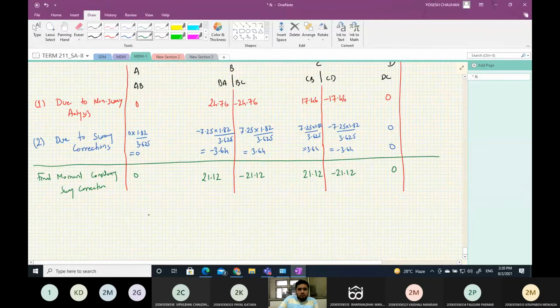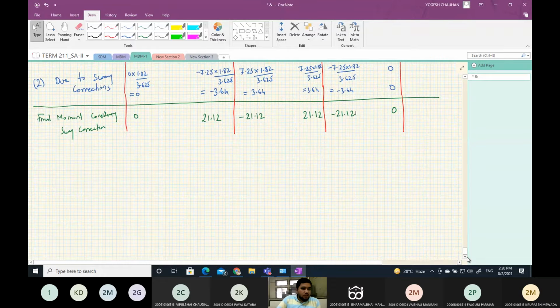Now from these final moments you can draw the shear force and bending moment diagram. Now let us take one more example to understand these sway frames.